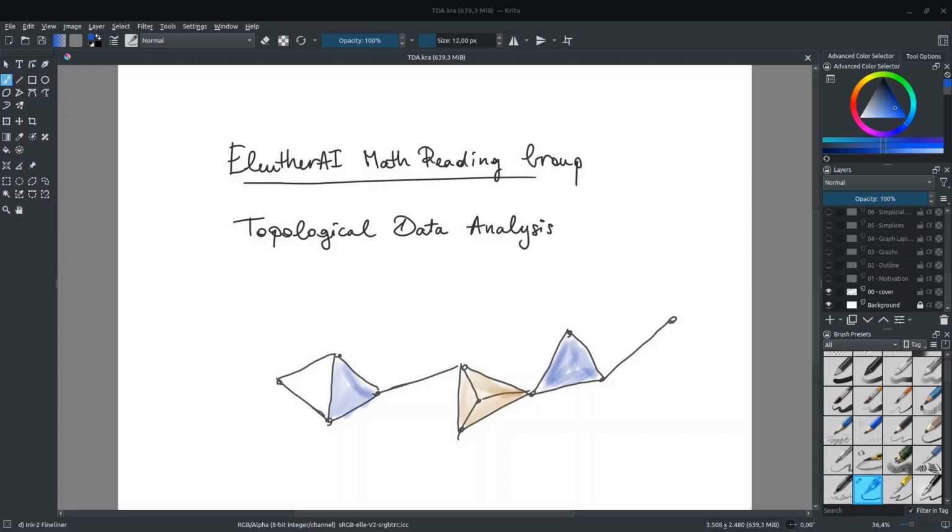So welcome everyone to this again. So soon after the last one, another math reading group session. We're going to be talking about TDA or topological data analysis.